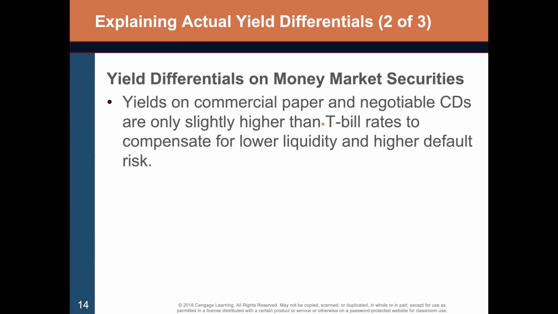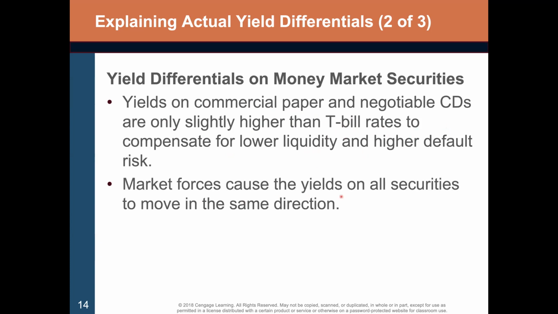So this is the treasury bill or the short-term treasury bonds. Treasury bill rates are slightly lower than these other two to compensate for their lower liquidity. Commercial paper and CDs are less liquid and have a higher default risk than T-bills. But when we're looking at money markets, you'll remember that the securities in money markets are less than a year. And so we're talking very short term. So the differentials will be very small, in low basis points. Market forces cause the yields on all securities to move in the same direction.